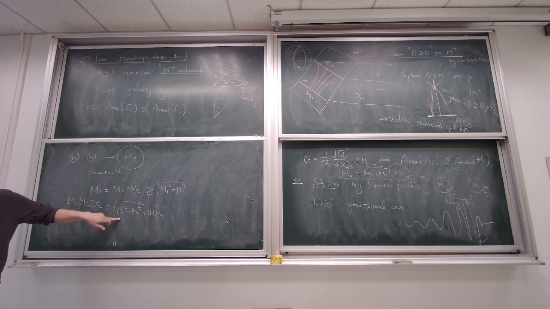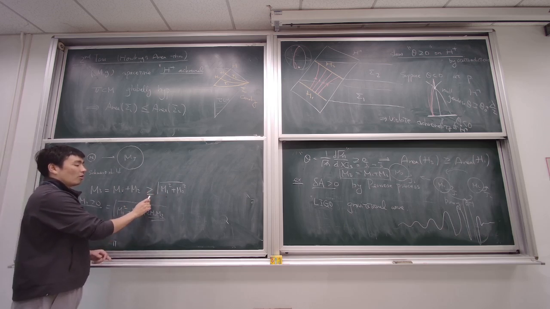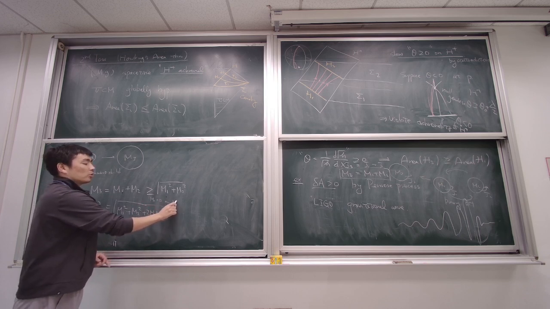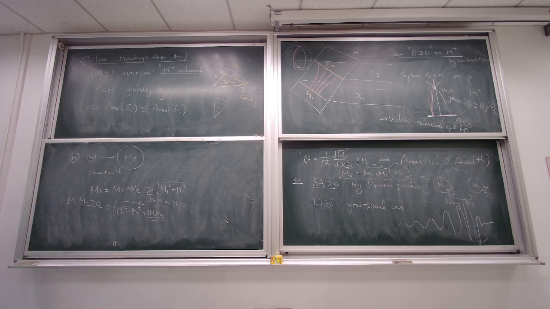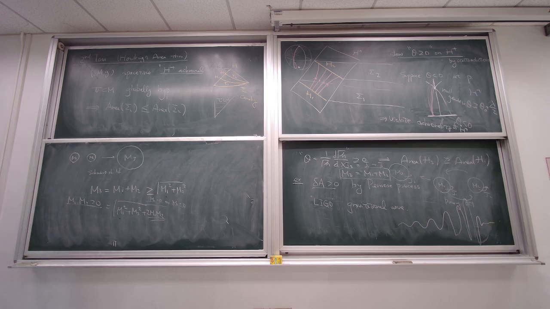But equality only holds when M1 is equal to 0 or M2 is equal to 0 in the simplest setting. Okay? So therefore, there's no merging, which means there's no merging. Okay? This means. Fine.